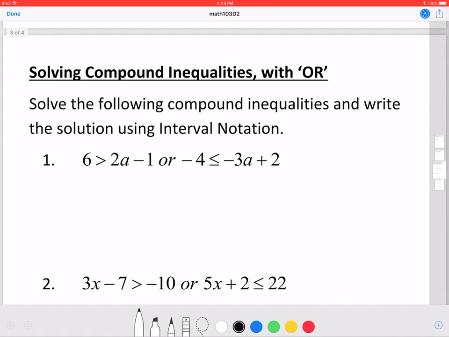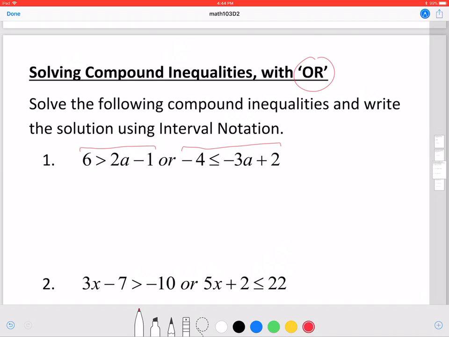In this video we will continue to discuss compound inequalities, but this time we have two separate inequalities joined together with the word "or." So this is going to be the key word here. Let's just go ahead and start with the mechanics. We have two separate inequalities: 6 is greater than 2a minus 1, and negative 4 is less than or equal to negative 3a plus 2.